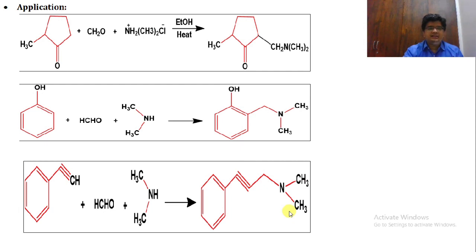So now let us understand some of the application of the Mannich base reaction. Suppose if we are having a CH3 and C double bond O over here, when it reacted with the CH2O, that is formaldehyde, now here we are having NH2 positive charge, CH3 twice, Cl minus. So now what will happen? So here we are having a hydrogen from the ketone, oxygen from here and hydrogen from here. Okay, NH, not H2. Okay, this is only H.